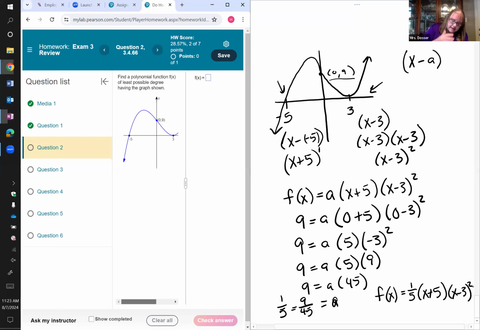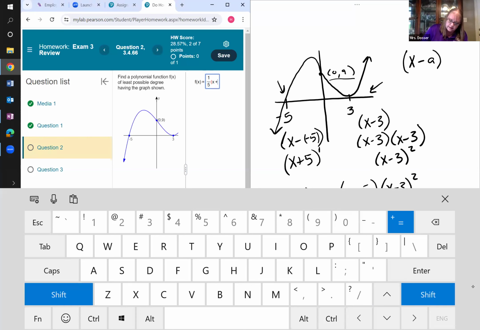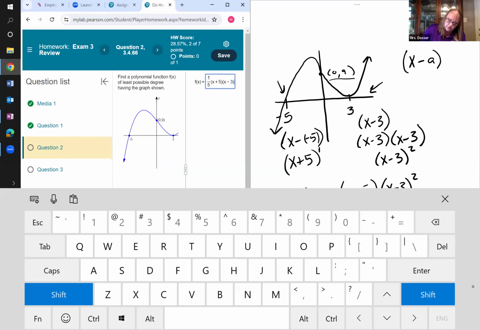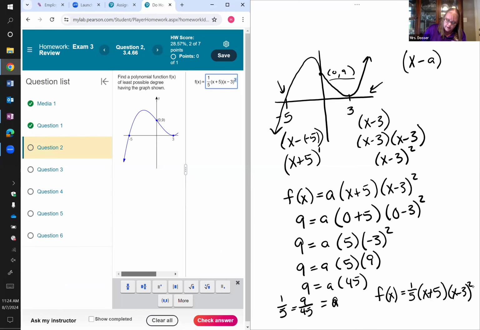So we just need to plug that into our answer box in MyMathLab. So we're going to have 1/5 and then arrow over and then open parentheses and then x plus 5. We do not need to multiply that all out. We can leave it as factors. And then the other factor is x minus 3, and that one occurs twice. So we need to the second power. So we can use the caret key and put in the 2, or you could have used the power in the MyMathLab toolbox. Either way, we end up with that as our answer.